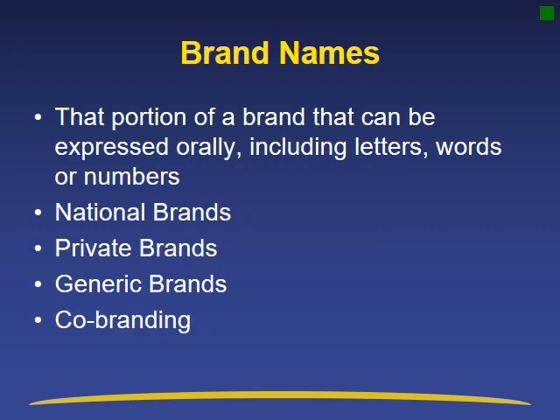As I mentioned before, brand names are that portion of a brand that can be expressed orally, including letters, words, or numbers. Brand names may be associated with a manufacturer, a retailer, a wholesaler, or a combination of business types. Brands offered and promoted by a national manufacturer, such as Procter & Gamble's Tide detergent, are called national brands. Private brands are not linked to a manufacturer, but instead carry a wholesaler's or retailer's brand. Die-Hard batteries and Kenmore appliances are private brands sold by Sears.